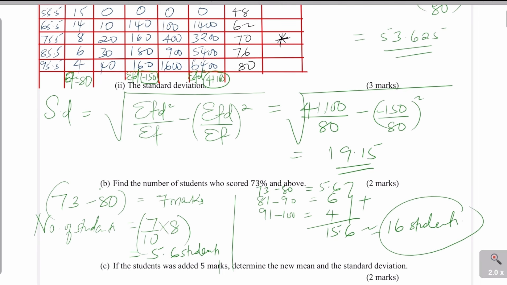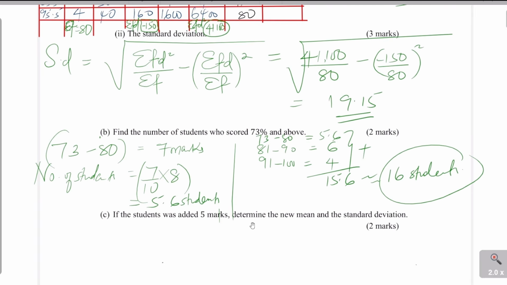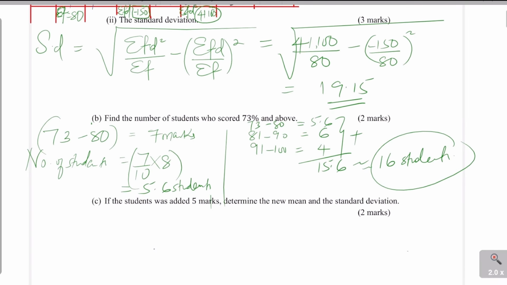Now the other question, that is part C, that if each student was added 5 marks, determine the new mean and the standard deviation. We start with the mean. What happens if you add a constant mark to each student? That one would definitely change the mean. And the mean is going to change by that mark that you're adding to each student. So if you're adding 5 to each, then the new mean will change by 5. So you have to add 5.